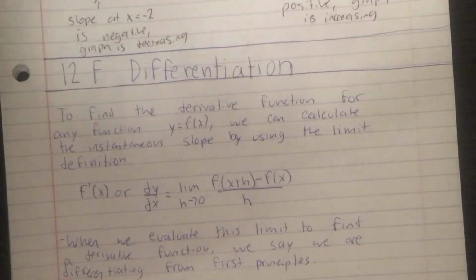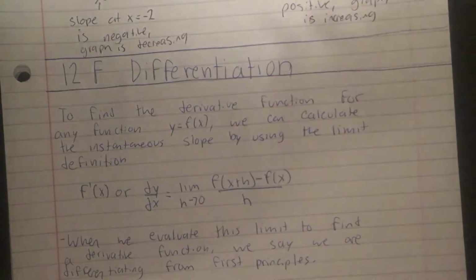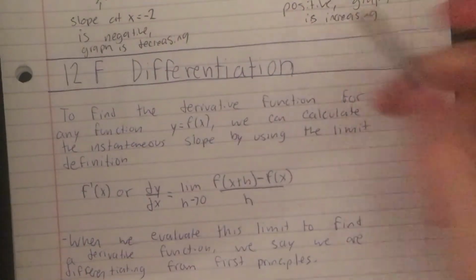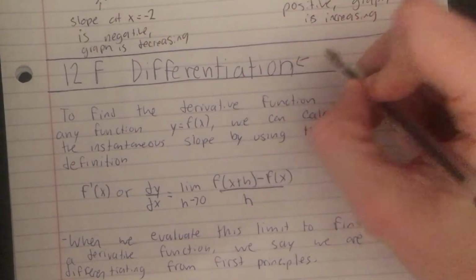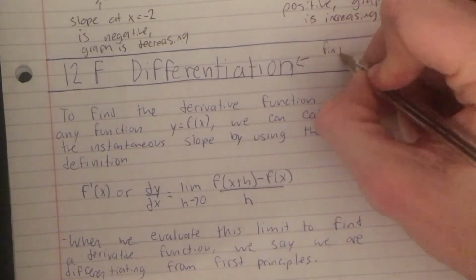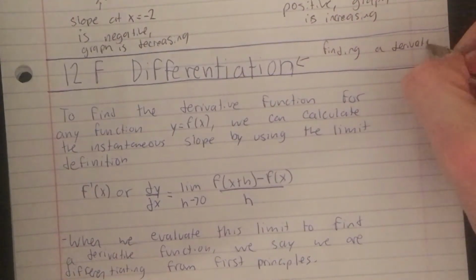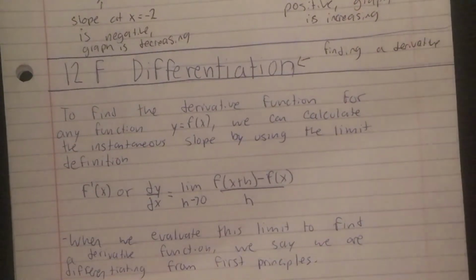So that is it for that section. The second section that we're going to look at today is called differentiation. This word differentiation is just a fancy way to say finding a derivative. This is the actual mathematical act of finding a derivative.